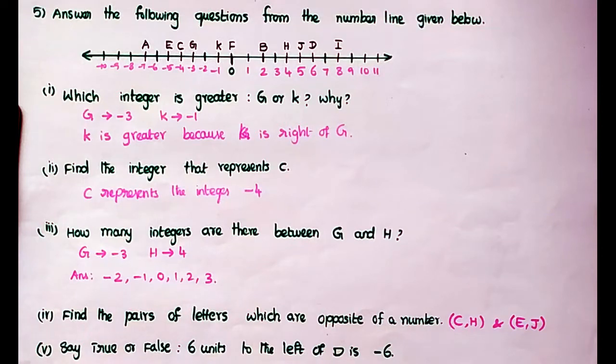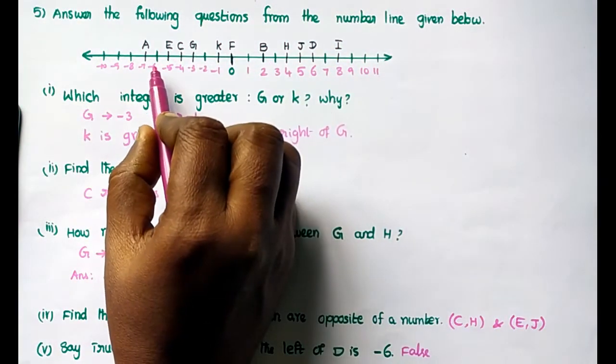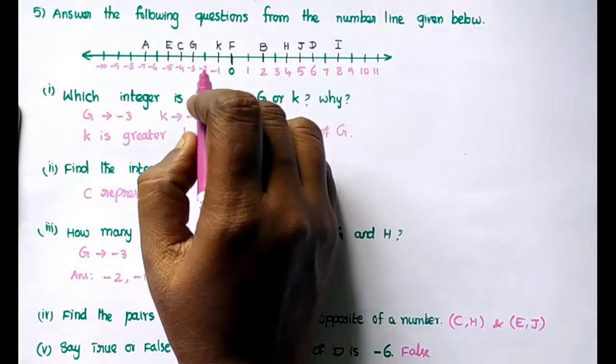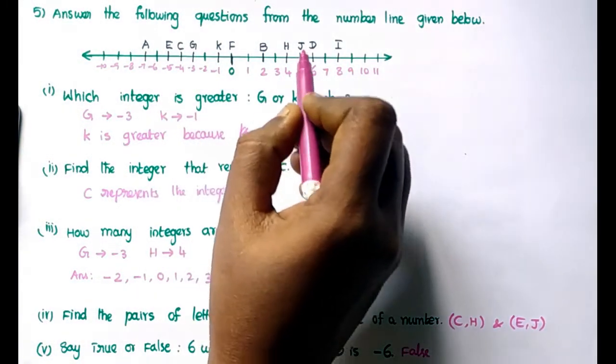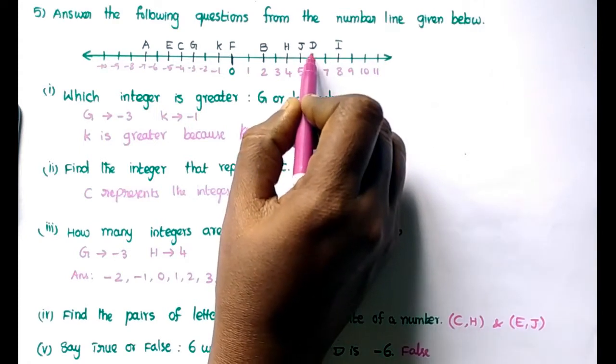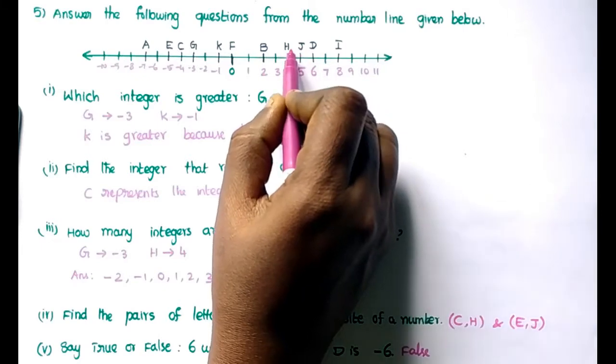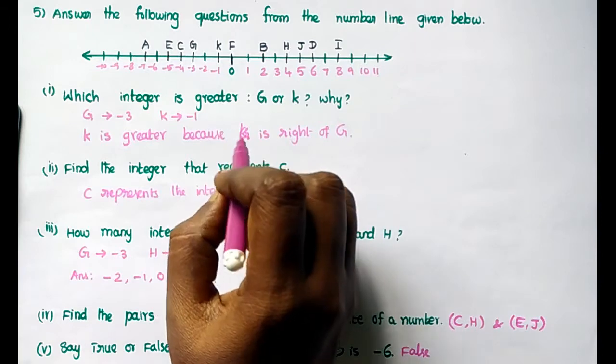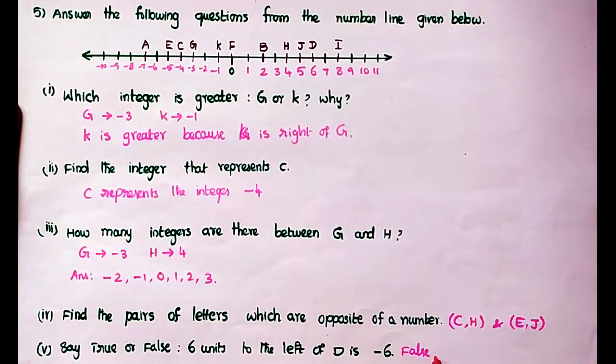Next one, say true or false. 6 units to the left of D is -6. That is false. Why? From D, 6 units left, what is the number that comes? 1, 2, 3, 4, 5, 6. That is 0 comes. But they have given minus 6. So that is false.